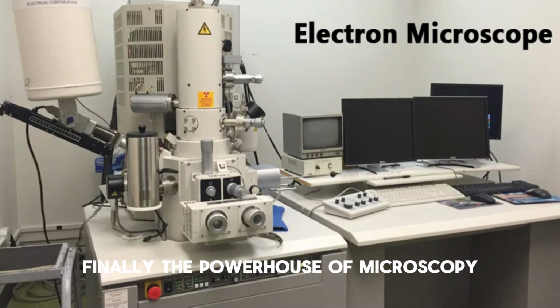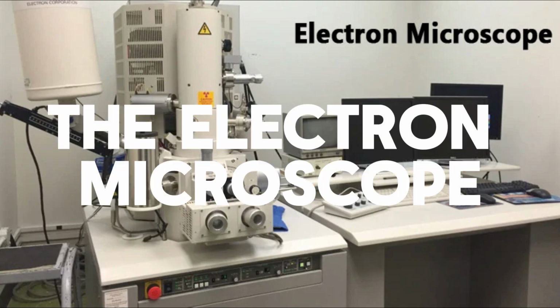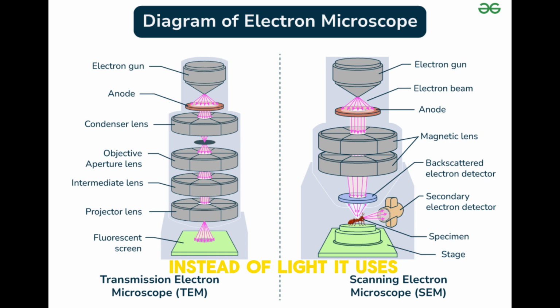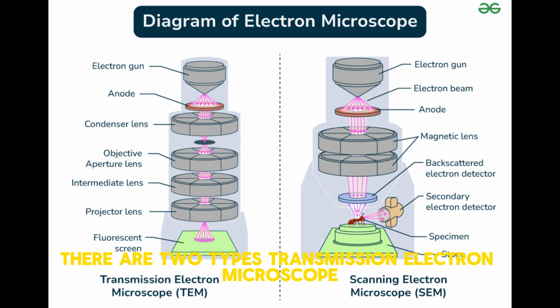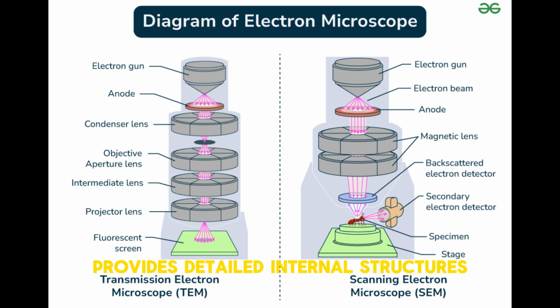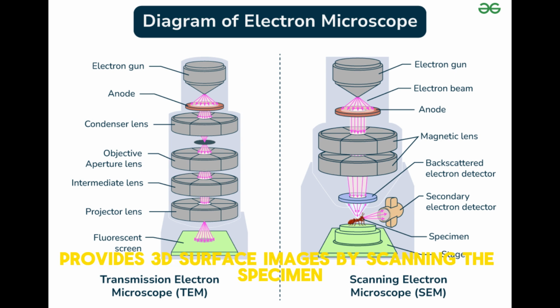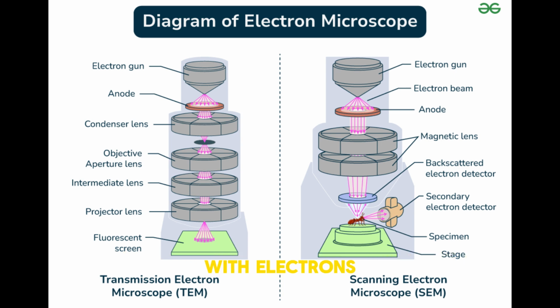Finally, the powerhouse of microscopy, the electron microscope. Instead of light, it uses a beam of electrons to achieve ultra-high resolution. There are two types. Transmission electron microscope provides detailed internal structures by transmitting electrons through ultra-thin sections of the specimen. Scanning electron microscope provides 3D surface images by scanning the specimen with electrons.